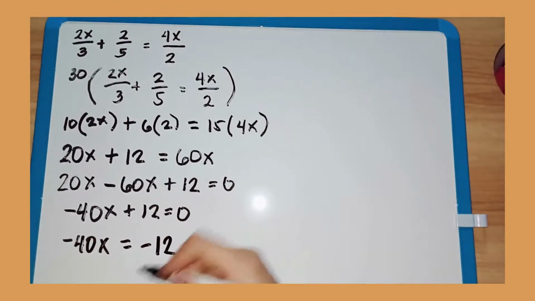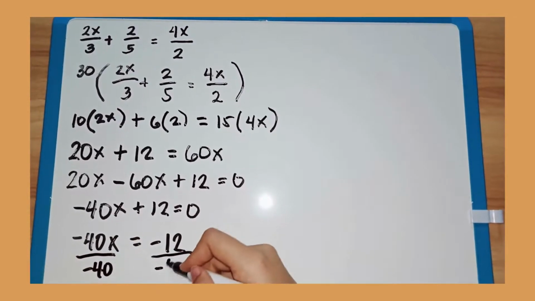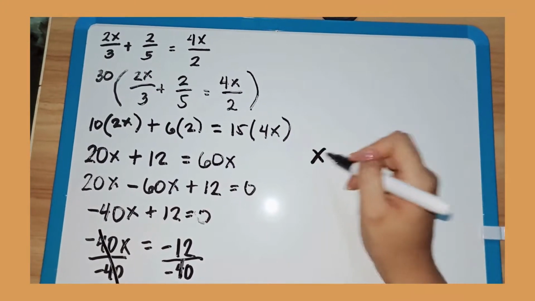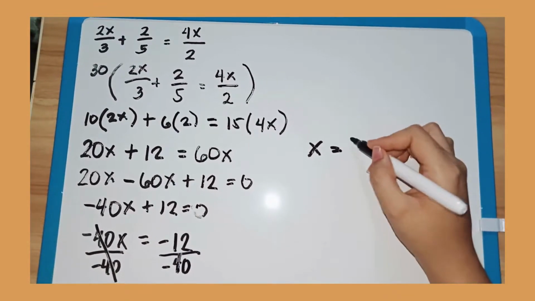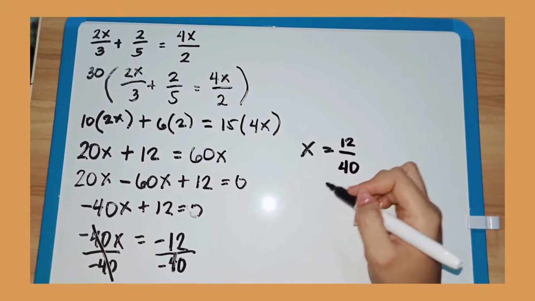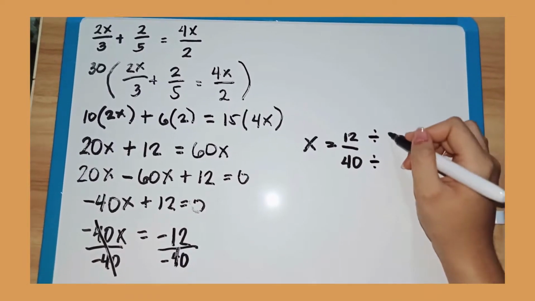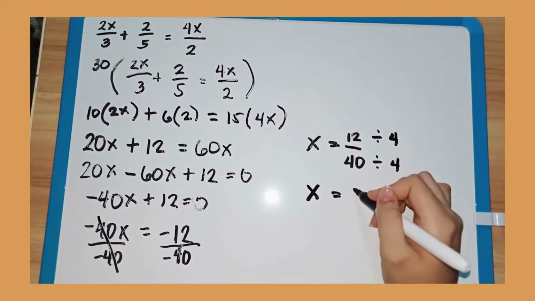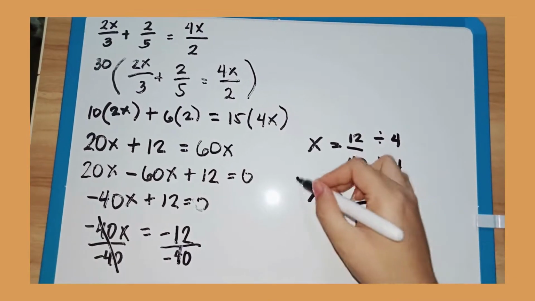So, we need to divide both sides by negative 40. That will cancel. What remains is x equals, since both are negative, it becomes positive 12 over 40. But we can still divide both numerator and denominator by 4. So this is x equals 12 divided by 4, that is 3. 40 divided by 4, that is 10. So this will be our final answer.